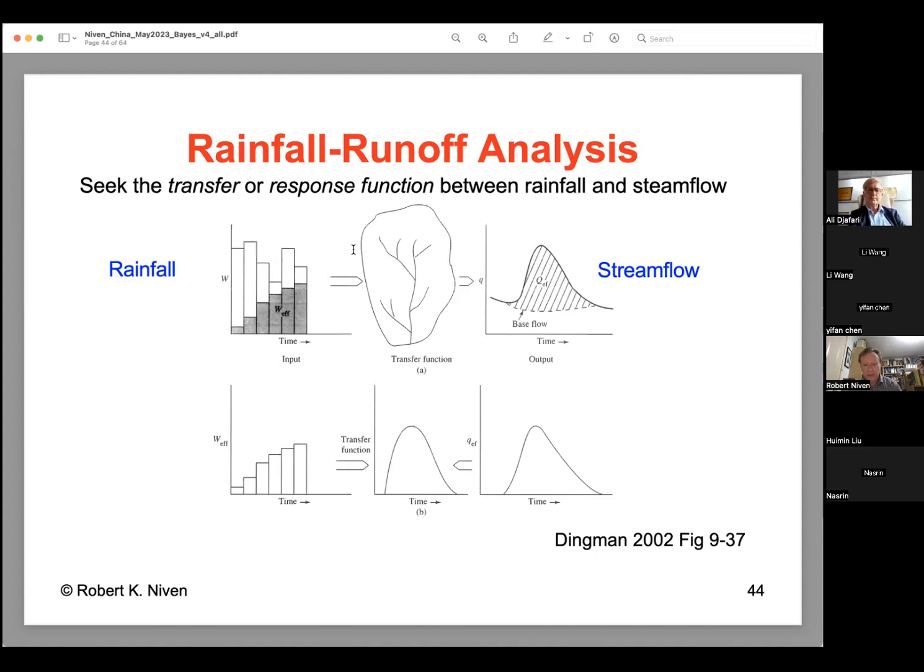Maybe you haven't considered this problem before, but we have rain. Rain falls on a water catchment and then seeps through the soil and unconfined aquifers and eventually reaches streams and then causes stream flow. And so there's a correlation between rainfall and stream flow, which is very important for hydrologists to understand. So we're looking for the transfer function or the response function between rainfall and stream flow.